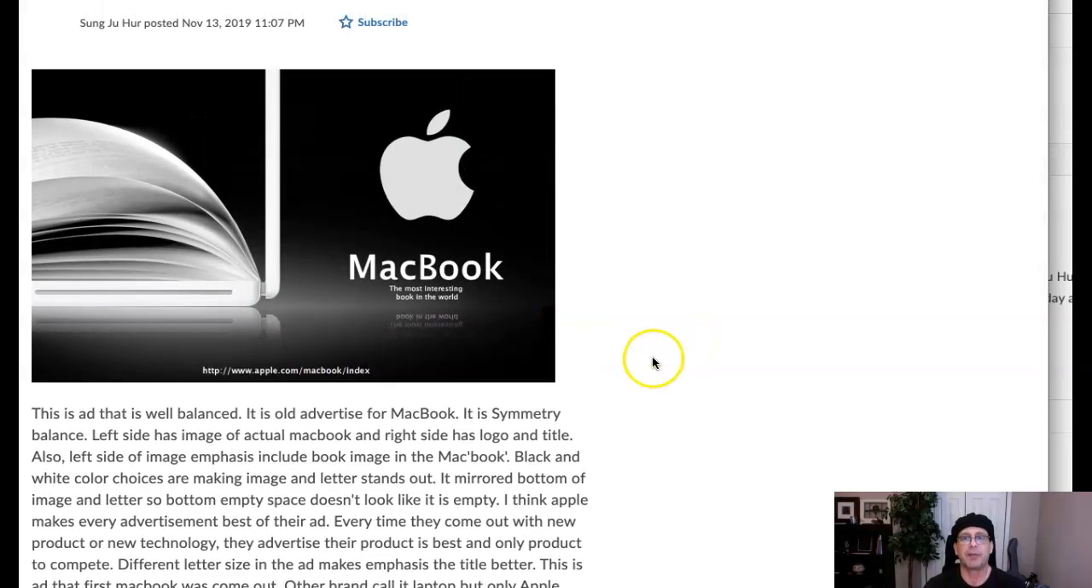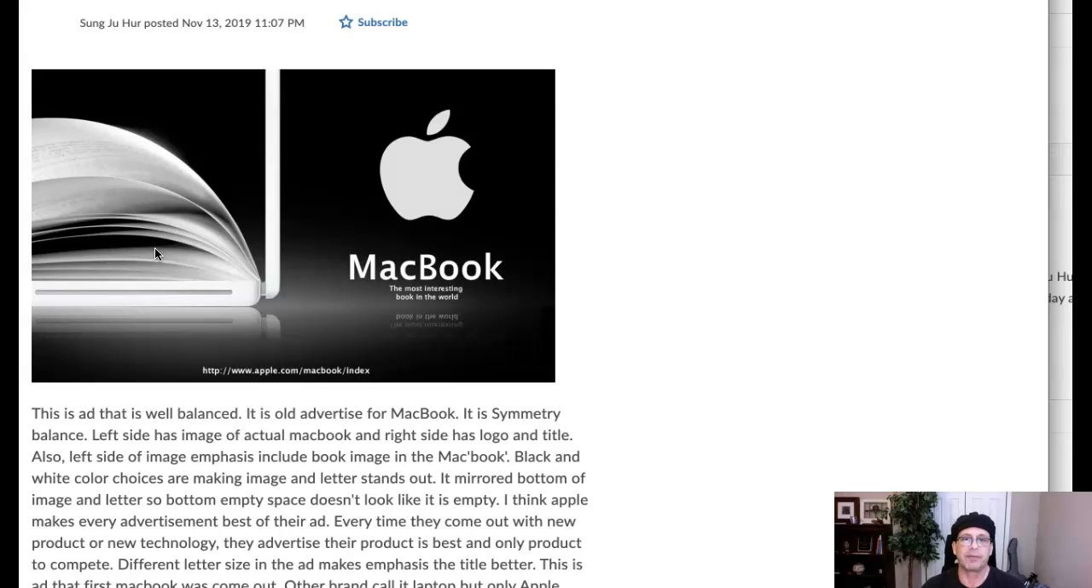Okay, so anyways, as far as balance goes, I think it's really, like I said before, I think it's a clever idea, putting the pages in the book. I just don't think execution is quite there, which is really, really unusual for a Mac ad, because typically they're just impeccably beautiful. So this one is a little bit of an anomaly in that regard.